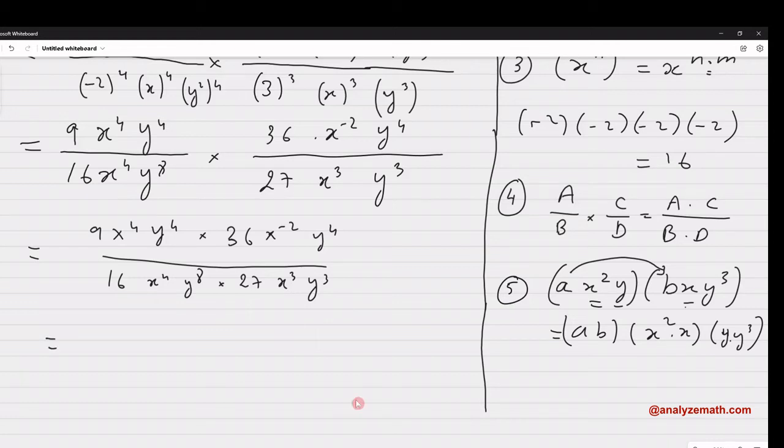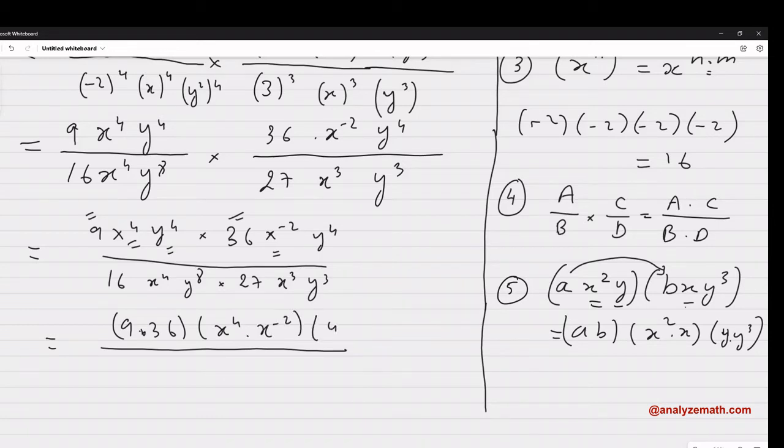So let's go here and apply it. I have the constants 9 and 36, 9 times 36, then x4 and x minus 2, and y4 and y4. What I did is constant with constant here, the x's together, x4 and x minus 2, and the y's together here.